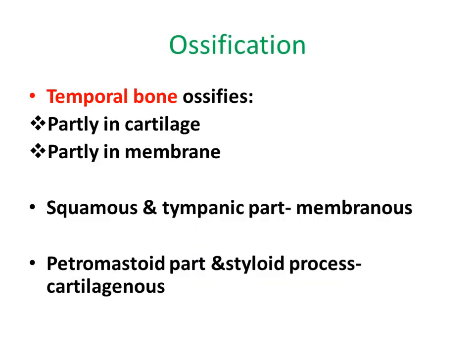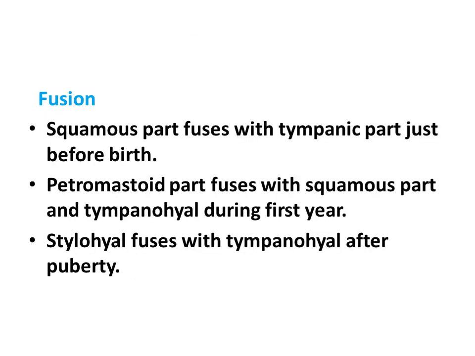Now, the ossification of the temporal bone. This is important because the temporal bone ossifies partly in cartilage and partly in membrane. We have heard about both membranous ossification and cartilaginous ossification. Cartilaginous ossification is also called endochondral ossification. So, which are the parts which undergo membranous ossification? The squamous and the tympanic parts undergo membranous ossification, and the petromastoid part and styloid process undergo cartilaginous ossification.